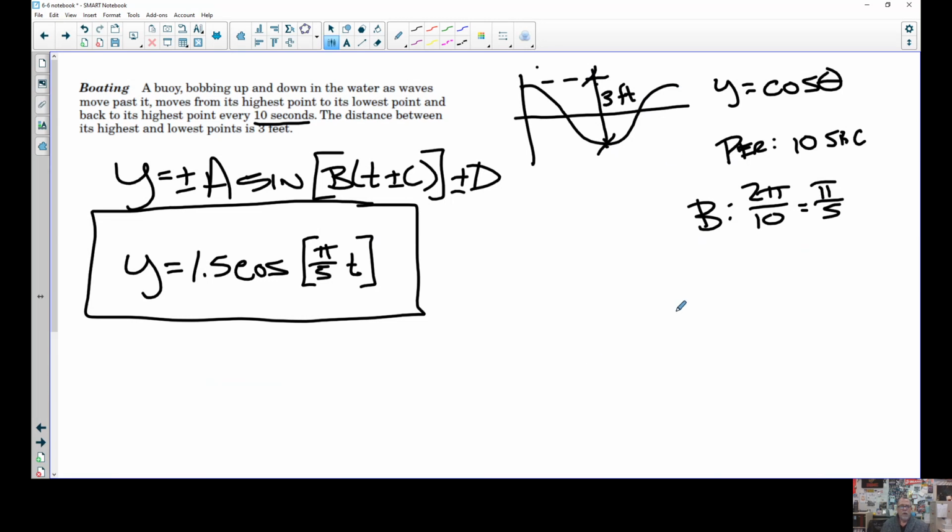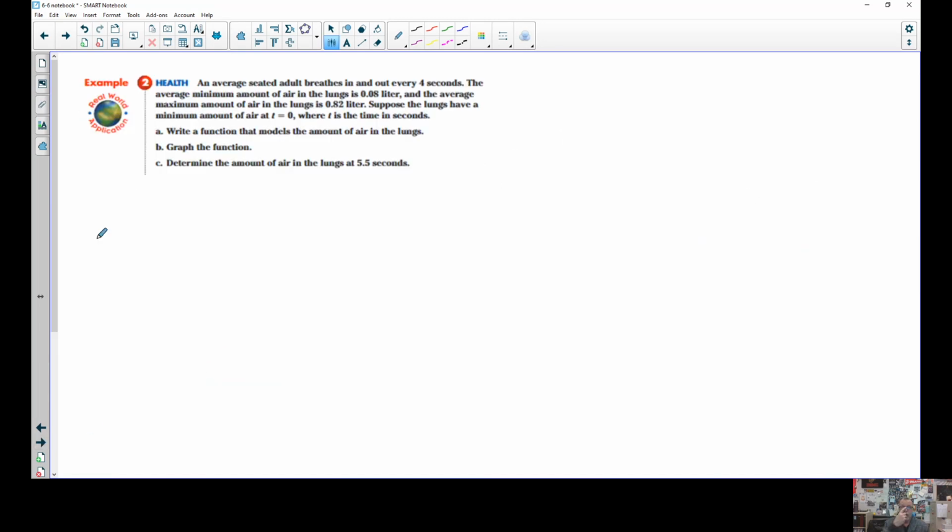All right. One more example I think we've got. Let's see what we have here. An average seated adult breathes in and out every 4 seconds. What did they just tell us? Well, breathing in and out sounds like a cycle every 4 seconds. I'm going to guess right now that that's my period, 4 seconds, in to out.